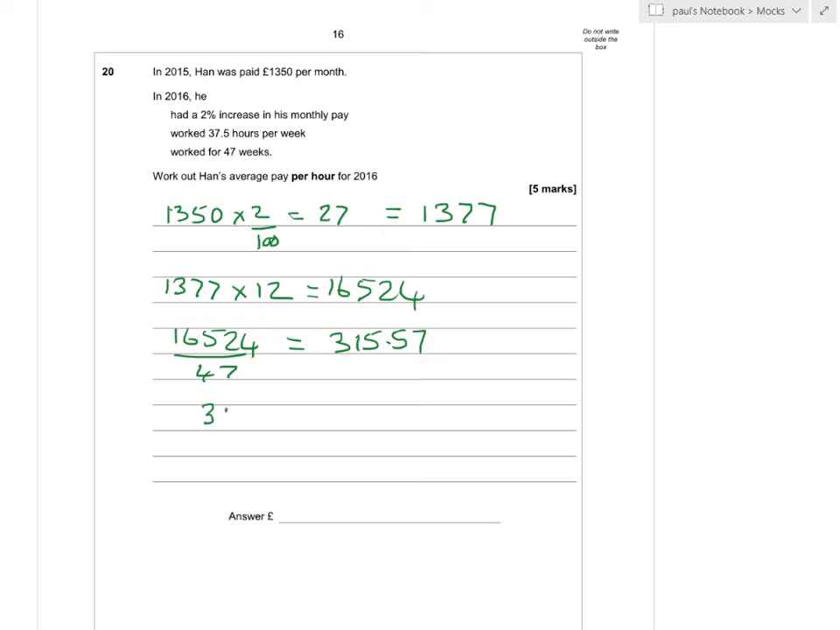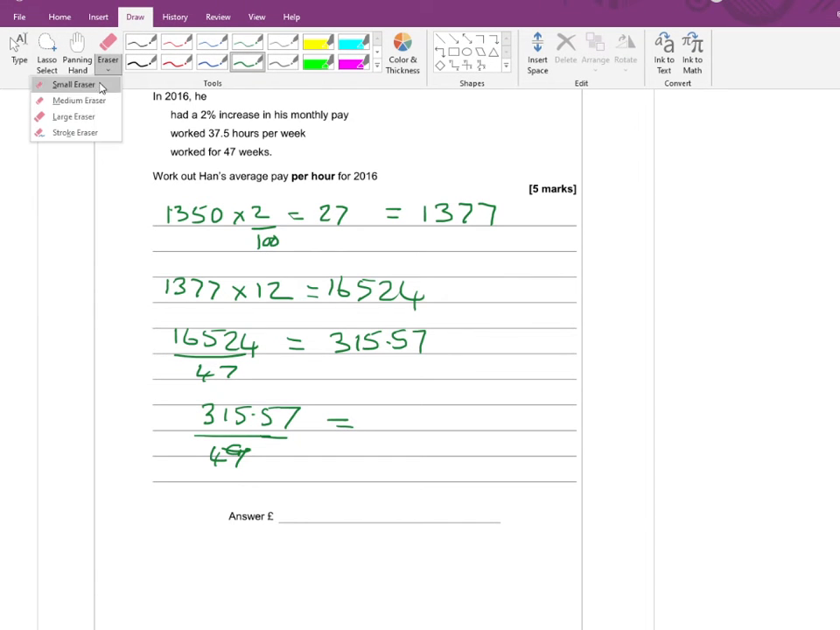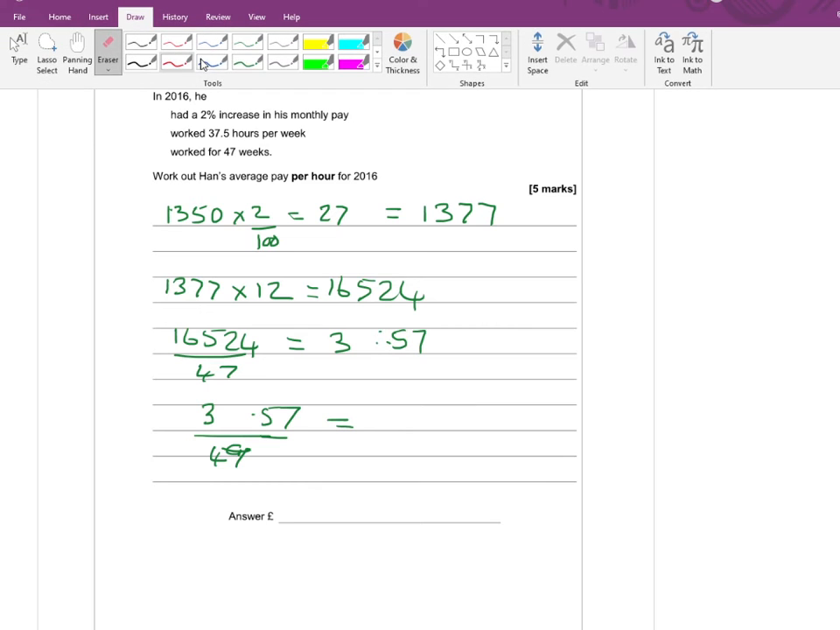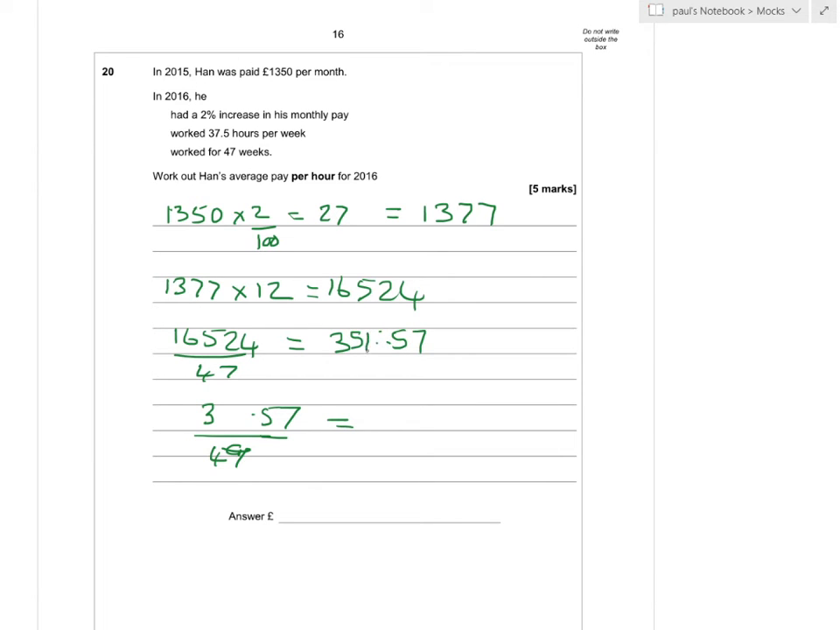Now take the 31557 and divide it by the hours he works. Hopefully that will come up with how much it is. 350. Is it 315 or 351? Let's do that again. 16524 divided by 47 is 351. I wrote the numbers the wrong way round. $351.